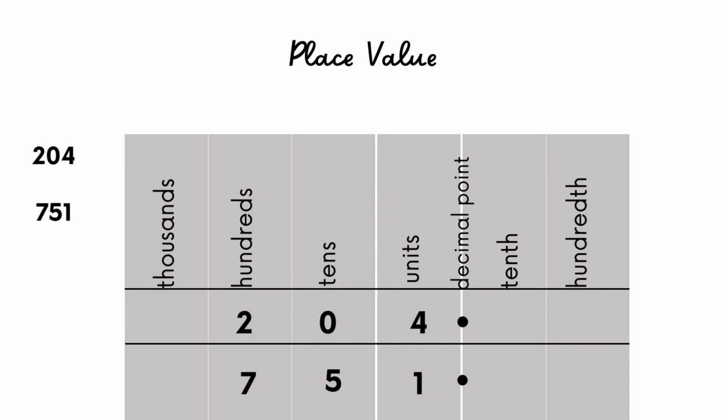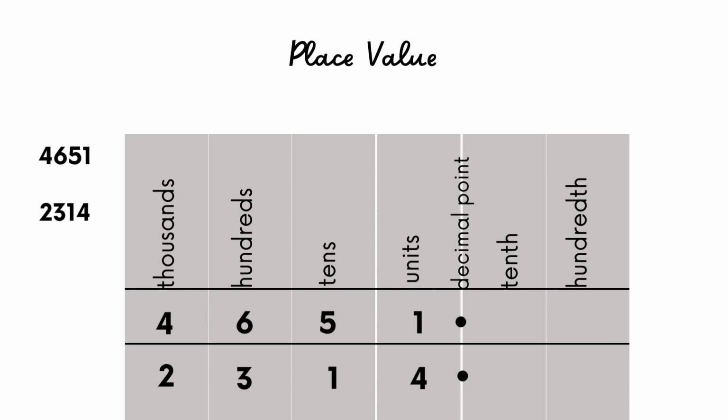When we have three digit numbers 204 and 751, the 4 is the units, the 0 is the tens and the 2 is the hundreds. Then for the 751, the 1 is the units, the 5 is the tens and the 7 is the hundreds. So this is how we place the numbers. The 2 goes under the hundreds, the 0 goes under the tens and the 4 goes under the units, while the 7 goes under the hundreds, the 5 goes under the tens and the 1 goes under the units.